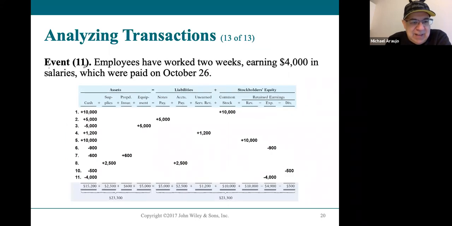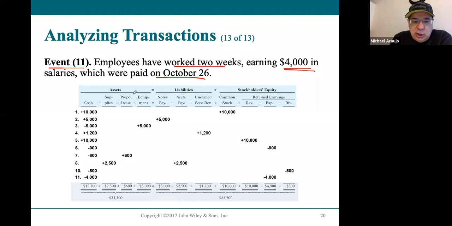And the last event here, event number 11, now that the employees we hired worked for 2 weeks, they now earned $4,000 of salary that we paid them on October 26th, that's a transaction. Okay, because we are literally paying our employees. We're giving them a check. We're giving them cash because they work for us. So now it's a transaction. When we hired them, no. When we pay them, yes.